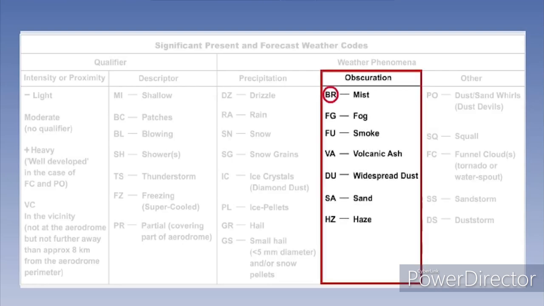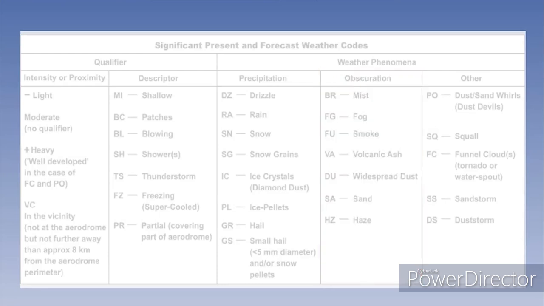The next column looks at obscuration of the atmosphere. Again, this is fairly self-explanatory. Some of the letters used in these columns emanate from the French words for the phenomena. This may help you remember one or two of them. For example, BR, for mist, comes from the French word for mist, which is brume.